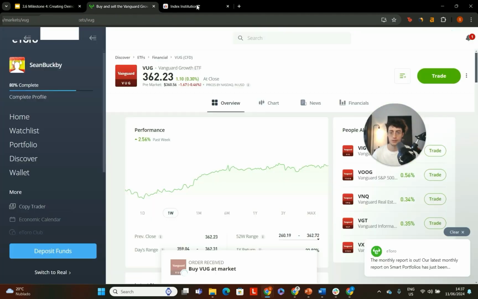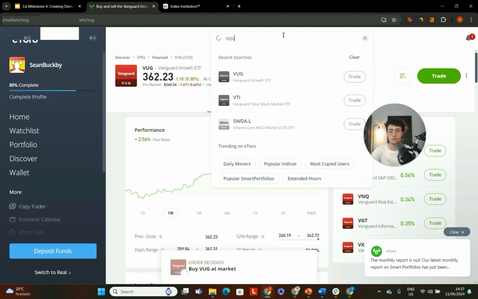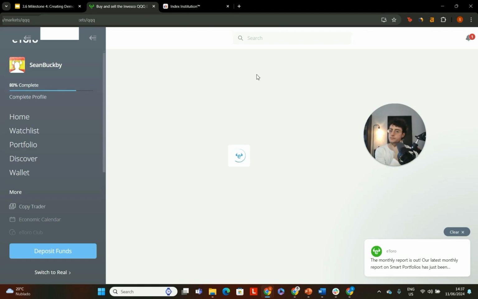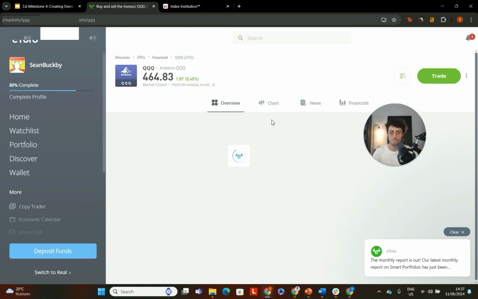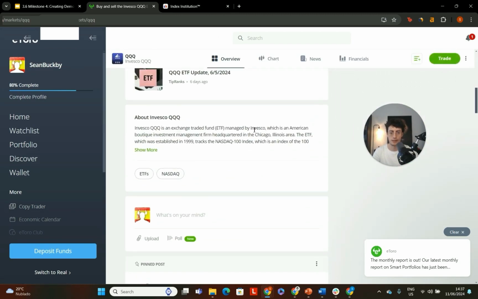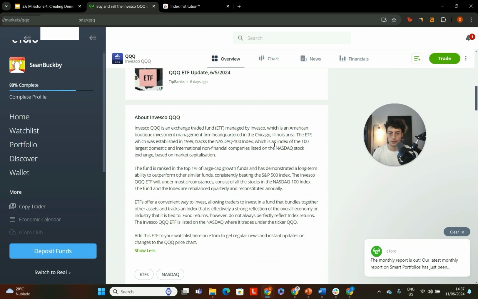And then finally, the QQQ Invesco. So QQQ should come up. There you go. QQQ Invesco. So here it's an ETF managed by Invesco, and it tracks an index of the 100 largest domestic and international non-financial companies listed on the NASDAQ stock exchange. So it's in the top 1% of large cap growth funds.